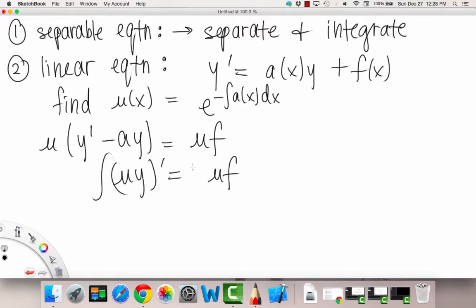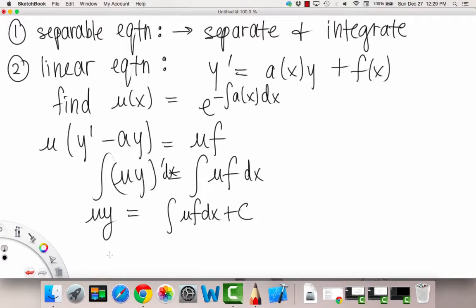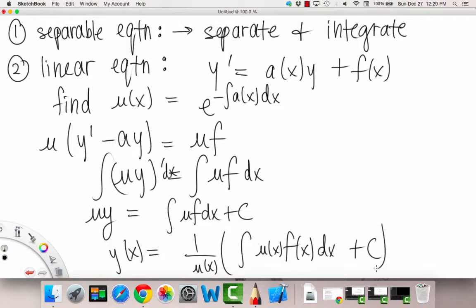And then you just integrate on both sides, with respect to x. We just get mu y is equal to the integral of mu f, which are both functions of x, and then plus some c. So y of x ends up being 1 over mu of x, times the integral of all of these things, and I'll just stick in the x's where they should belong, right, plus c here. And that would be our answer here. So that was just a very brief run through of how to solve a linear equation, okay? So that's that, and now we'll get on to the new stuff.